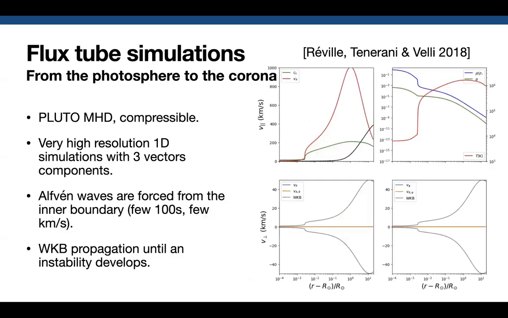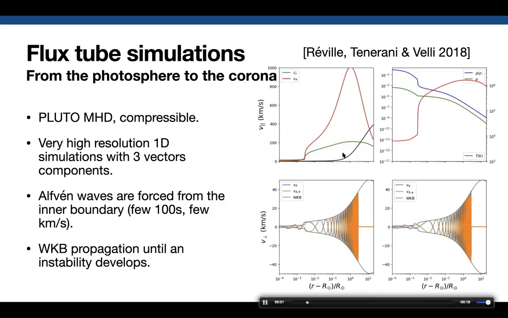And to answer this question, we developed 1D simulations where we used again the PLUTO code, but this time in a flux tube configuration where you have a profile, but you have the 3 vector components for the velocity field and for the magnetic field. And we forced them from the inner boundary at the typical frequencies for the spicules, a few hundred seconds and a few kilometers per second.